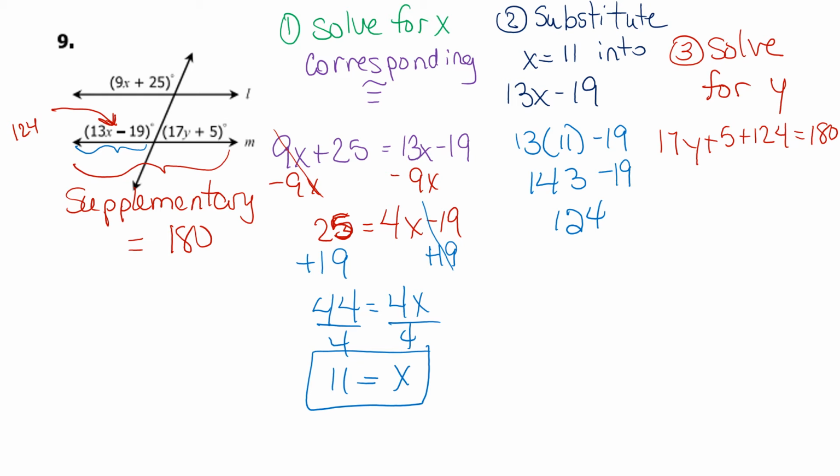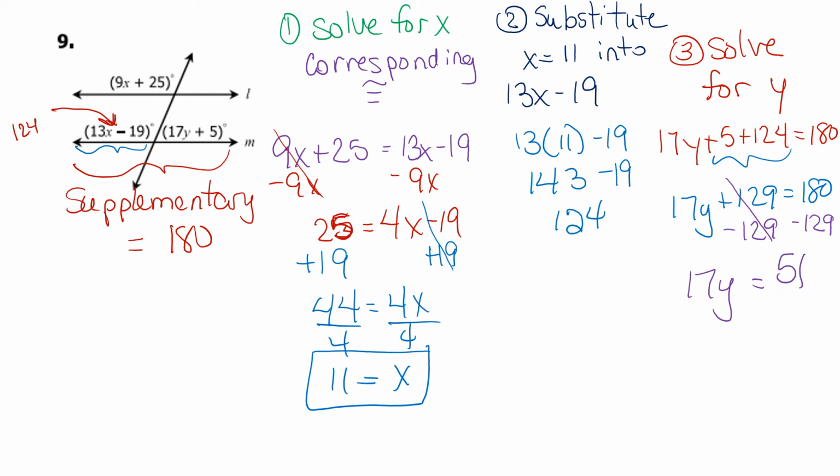At this point, I do want to combine my like terms. So it's going to leave me with 17y plus 129 equals 180. I want to subtract 129 on both sides of the equal sign so that I can isolate the variable. So that leaves me with 17y equals 51. And then finally, I need to divide both sides by 17. So y would equal 15.